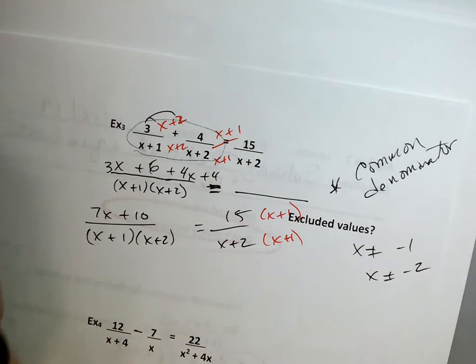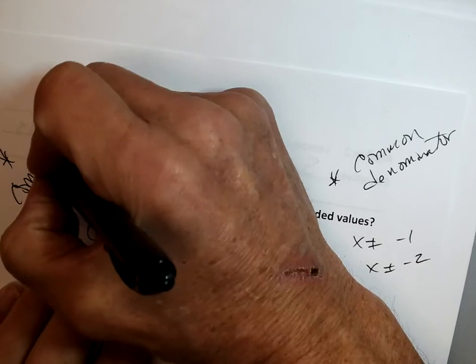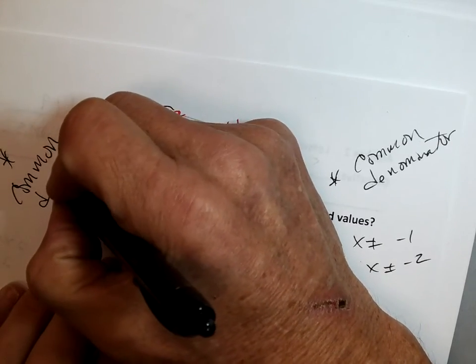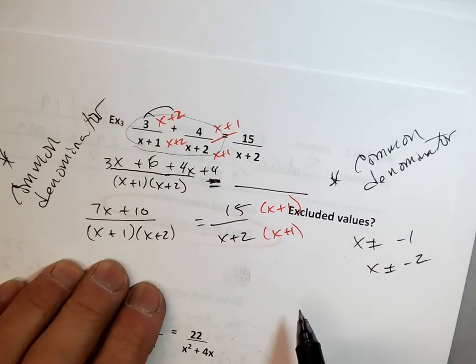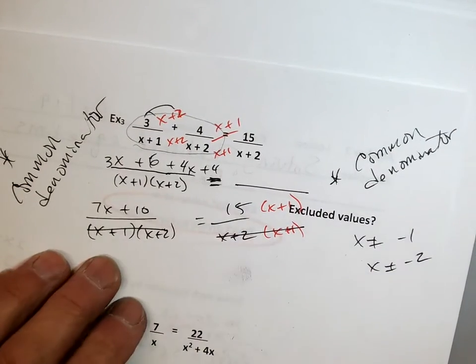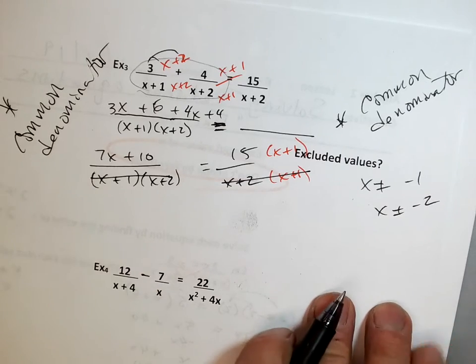If you can get to this point, you've got a common denominator, okay? If you can get to this part, then you can just cancel them out. Just cancel them. You saw why it works, didn't you?